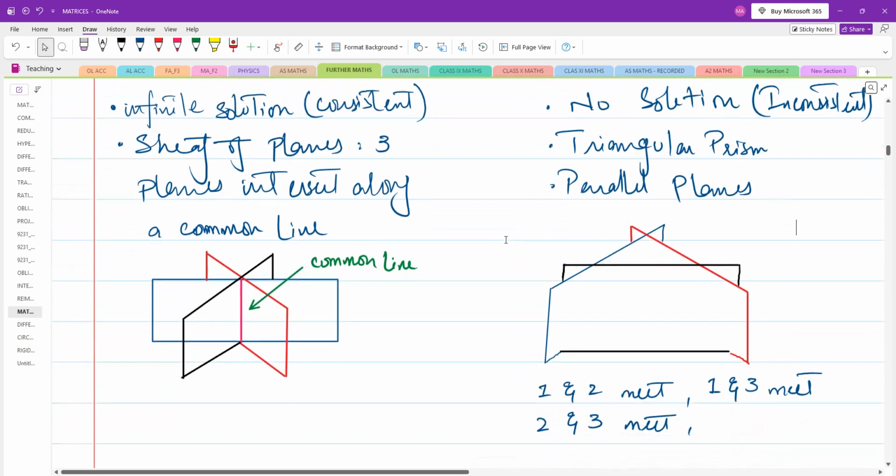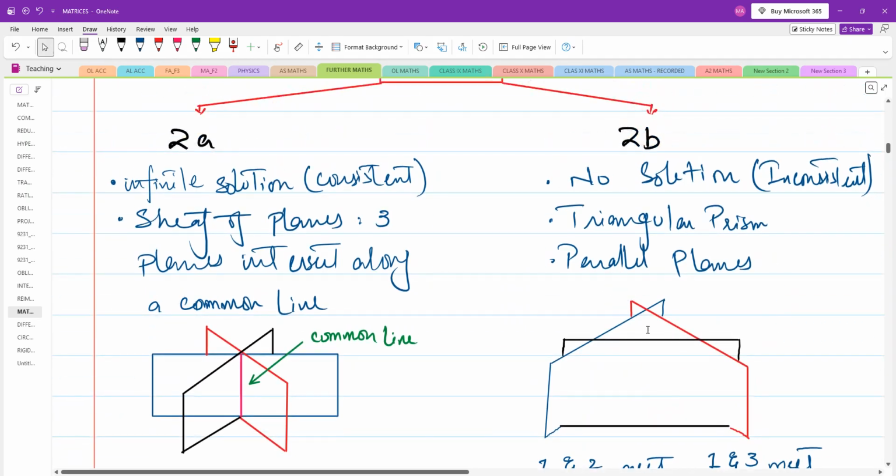A triangular prism looks something like this, and if you look at this, you can understand that any two of the three planes will be meeting each other, but all three will not be meeting each other at the same time. So there will be solutions for which two of the equations will be true, however the third equation will not be true.